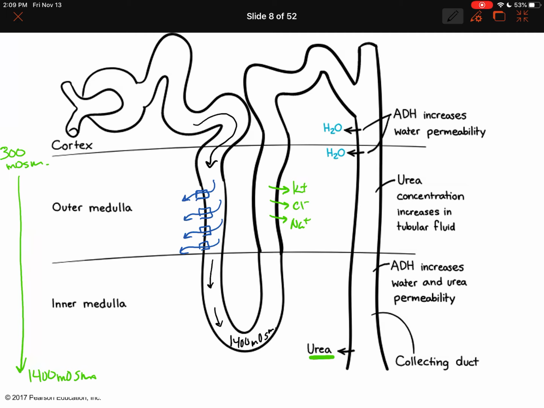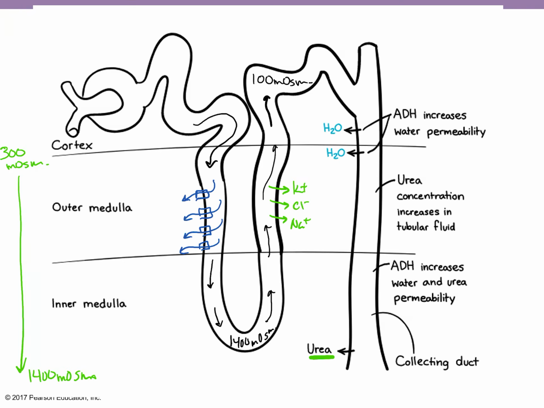Now, that's concentrating our filtrate. But as it moves up the ascending limb, guess what? All those solutes are getting pumped out. So it's getting more dilute. We're pumping out all those solutes. And by the time we get up to the DCT, the osmolarity of that filtrate is no longer 1400 milliosmoles. In fact, it's 100 milliosmoles. And this is going to be important in just a second. So it's very, very hypotonic, hypoosmotic.